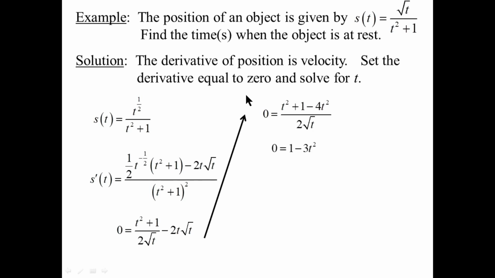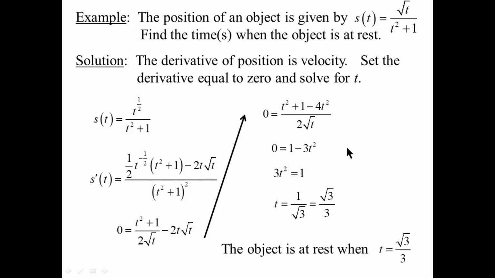So, setting the numerator equal to 0, solving, and we have t equals 1 over root 3, or possibly root 3 over 3, which is the same thing. That is the one time when the object is at rest.